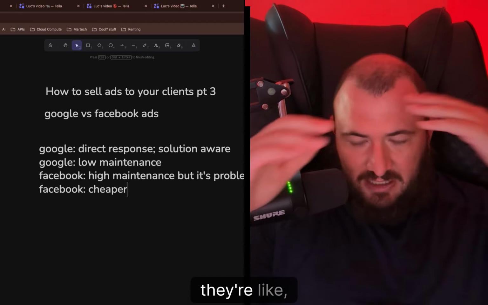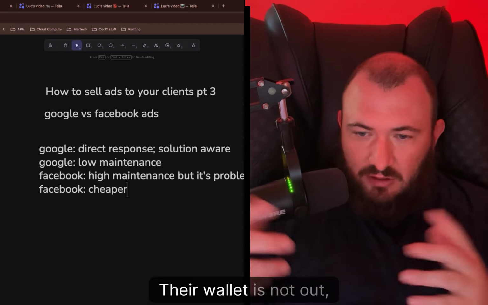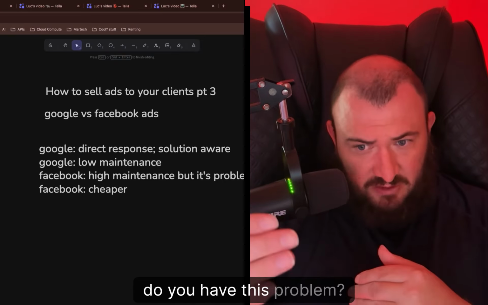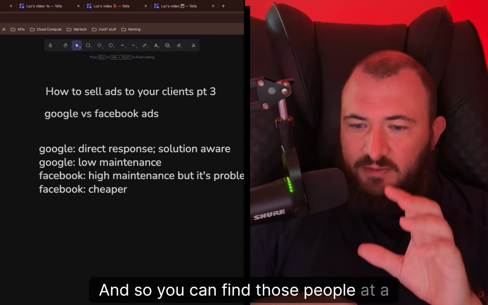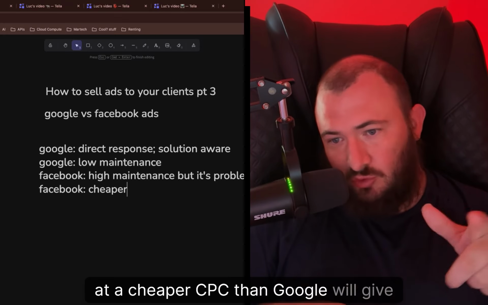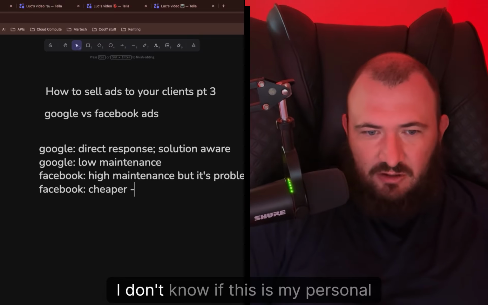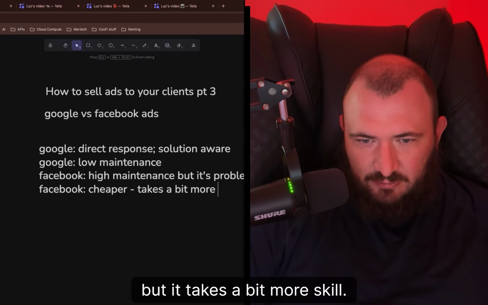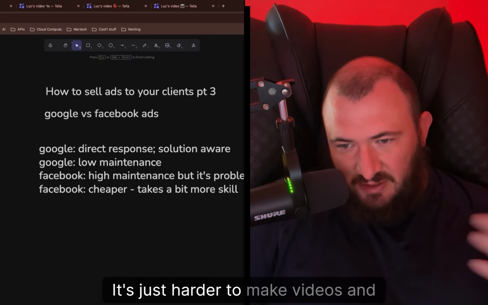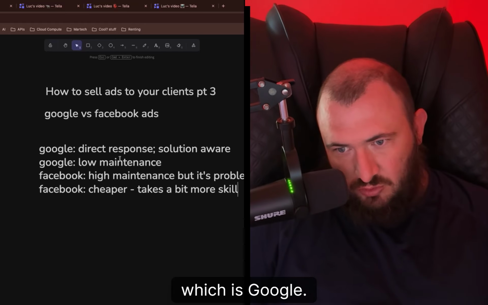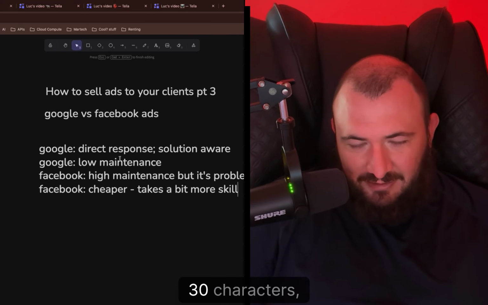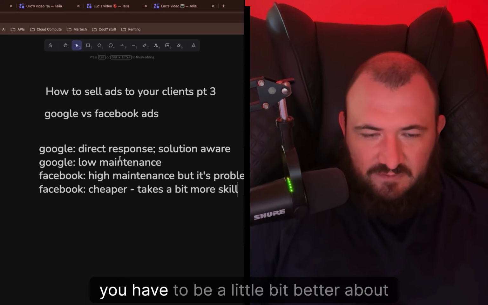People who are just problem aware, they're like, I have this problem, I don't know how to solve it. Their wallet is not out, but your ad can pop in front of them and say, hey, do you have this problem? We can solve it for you. And so you can find those people at a cheaper CPM, at a cheaper CPC than Google will give you. So if you're really good at it, then you can get cheaper leads, cheaper sales. It definitely takes a bit more skill. There's more moving parts. It's just harder to make videos and images than it is to write text, which is Google. And even Google, they only give you 30 characters, right? So Facebook, you have to be a little bit better about that.